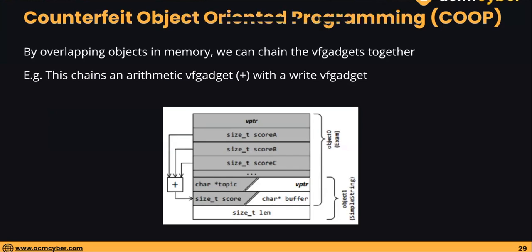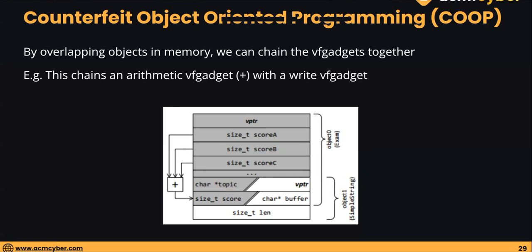By overlapping objects in memory, and also overwriting the virtual functions that their vtables point to, we can chain different virtual function gadgets together in order to achieve what we want. For example, over here you see that we are overlapping the object of type exam as well as the object of type simple string, in order to write something into standard out.